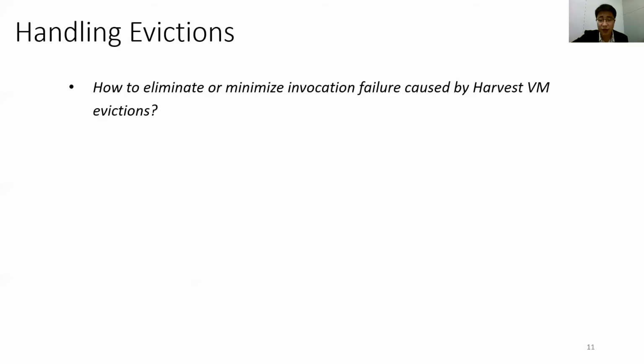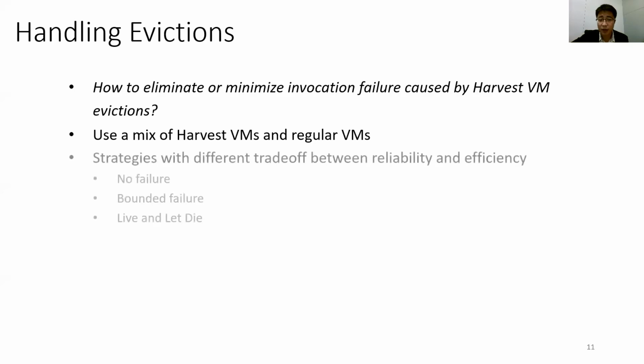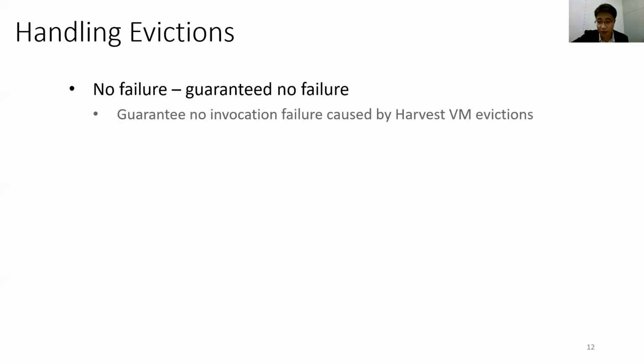Since we are convinced that serverless workloads fit harvest VMs well, our immediate challenge is to eliminate or to minimize invocation failures caused by VM evictions. The natural idea is to use a mix of low-cost harvest VMs and reliable regular VMs. To this end, we study three strategies that make different trade-offs between reliability and efficiency, which are the no-failure strategy, the bounded failure strategy, and lastly, the leave and let die strategy. So now let's look at the three strategies.